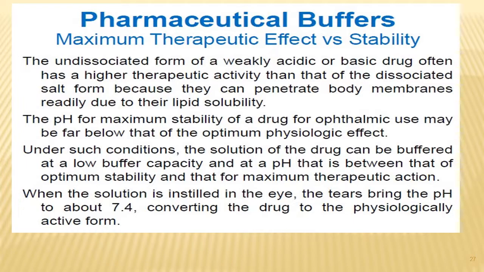and thereby it will affect the distribution and absorption of a given drug. The pH of maximum stability of a drug for ophthalmic use, for example, may be far below the optimum physiological pH. Under such conditions, the solution of a drug can be buffered at a low buffer capacity and at a pH between the optimum stability. So we should control the optimum stability for the drug and the suitable pH to be administered at a given site of action.